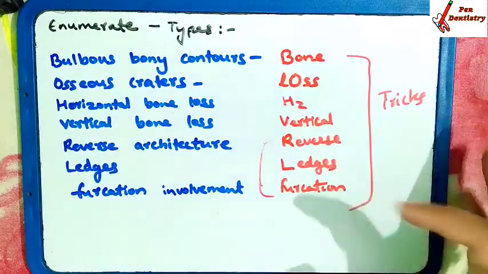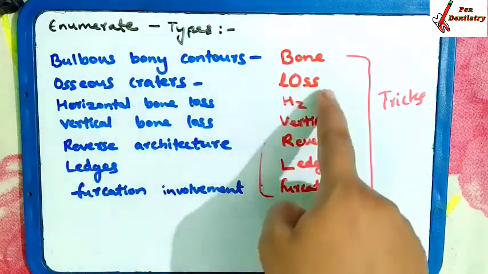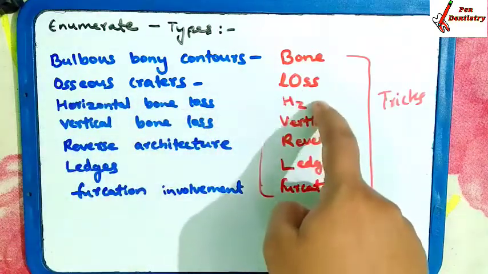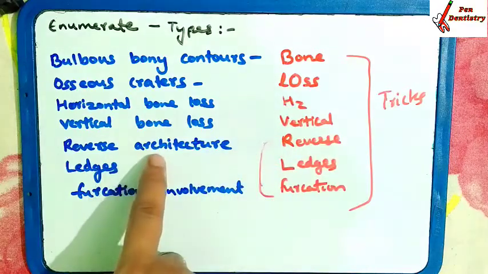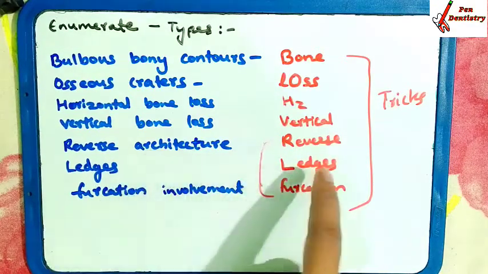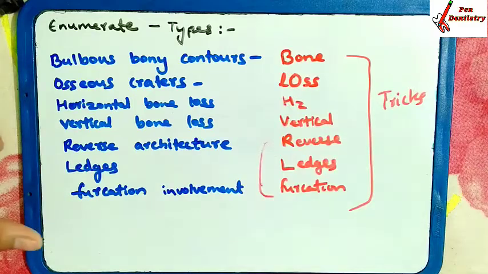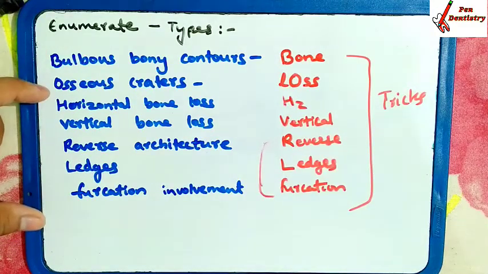B is for bone, bulbous bony contour. L O is for loss, osseous crater. Horizontal is horizontal bone loss, vertical is vertical bone loss. Reverse is reverse architecture, ledge is ledges, and furcation is furcation involvement. It's so simple, so you can enumerate it. Now we are going to see every single type in detail.